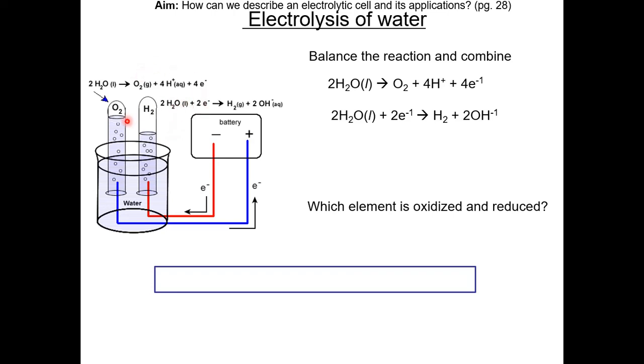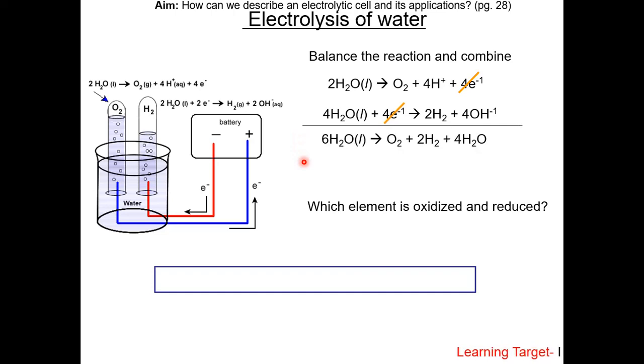Here are the reactions at the electrodes. Here is oxidation, and here is reduction. We're going to combine them to get the overall reaction. This redox reaction involves a transfer of 4 electrons. And here's the overall reaction. During the reaction, water is decomposed to oxygen and hydrogen gas.